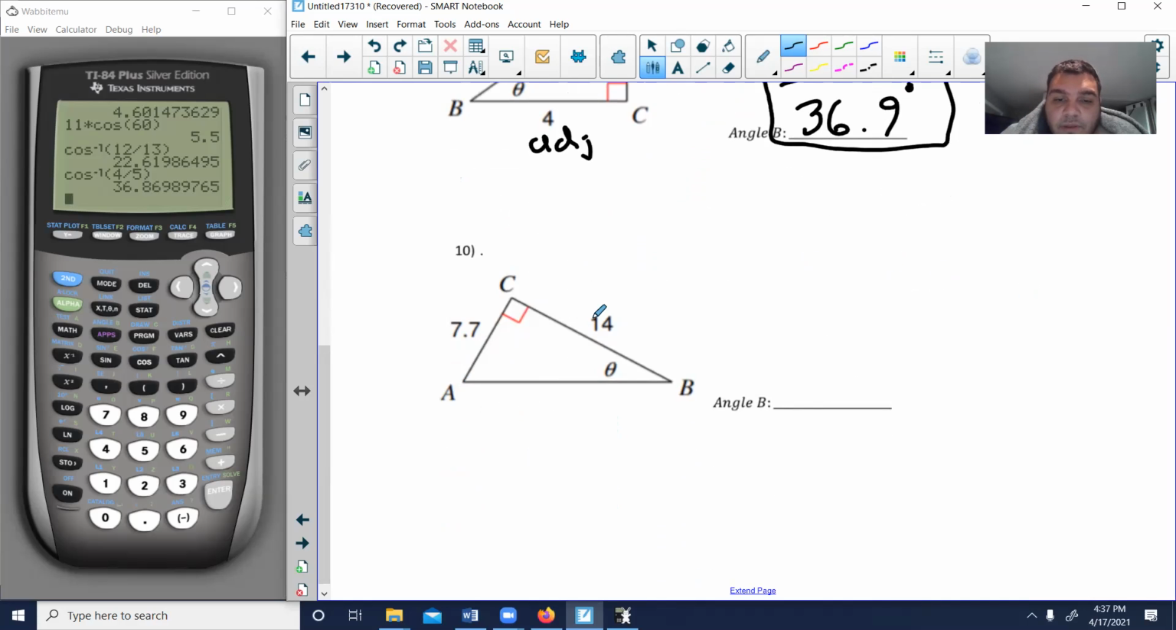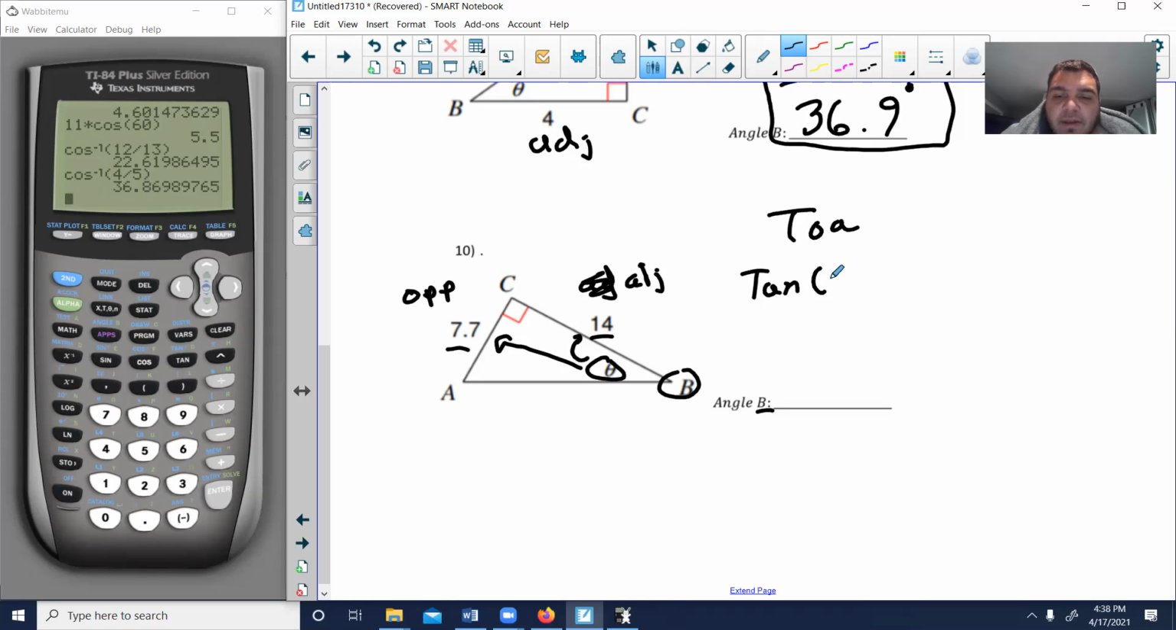Okay. So your first job was to identify this and this. Since your angle's at B, because it says it here, and this is your theta, you're going to the opposite, and this is not the hypotenuse, and that's the adjacent. So opposite, adjacent. What is that? SOHCAHTOA, OA, OA. So that's TOA. So tan. So the tan of my theta equals SOHCAHTOA opposite over adjacent, which is 7.7/14.